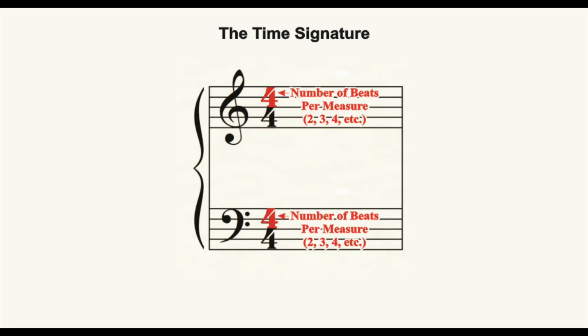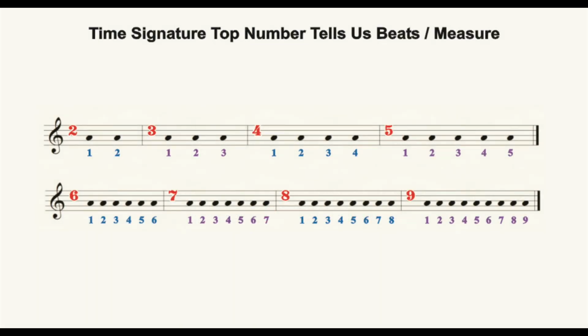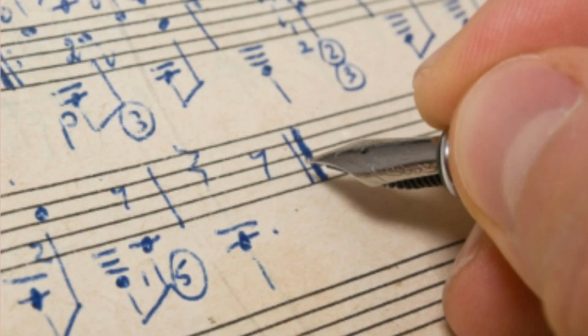The top number of a time signature tells us how many beats are contained in one measure. Again, there can be any number of beats within a measure. It can be an even number or an odd number. This concludes our lesson on the duration of tone, Part 1. In Part 2, we will consider the division or combining of beats and what the bottom number of the time signature conveys to the musician.